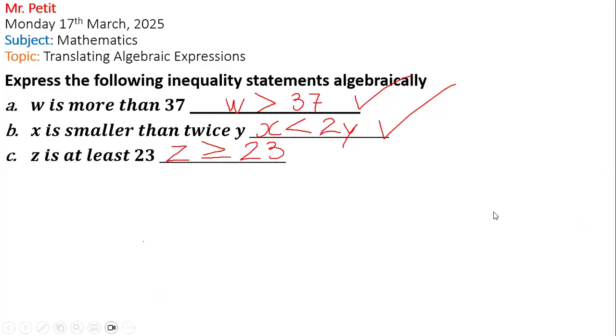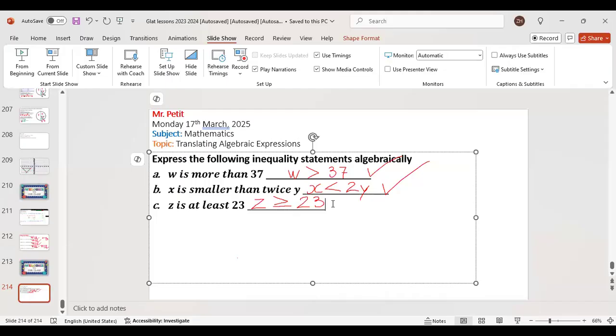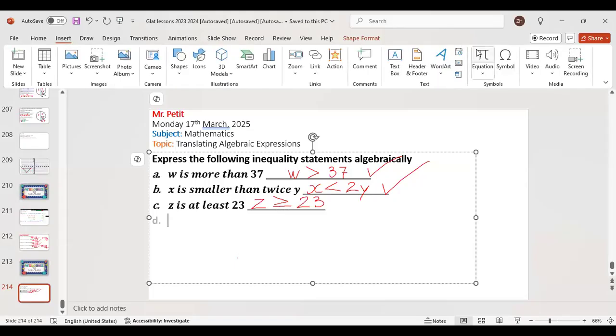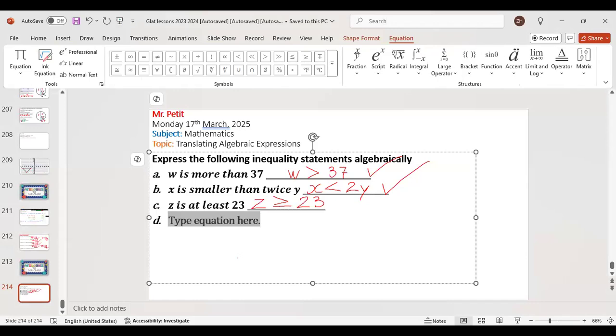All right, so let's go on and do D. D says P. Should I do an easy one, a hard one, or medium? Medium, please. All right, let's do easy. P is less than 43.